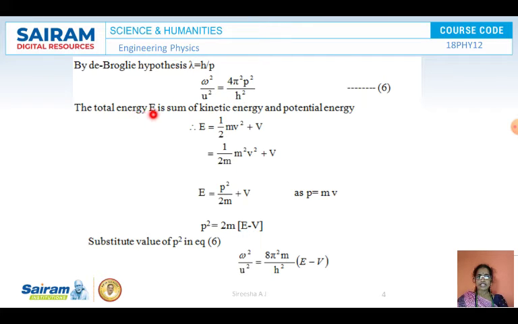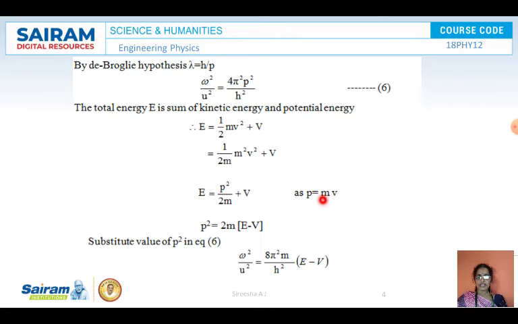Now the total energy E is the sum of the kinetic energy and the potential energy. Therefore E is equal to half mv square, which is the kinetic energy, plus V, the potential energy. Here we multiply and divide by m to get in terms of p square: m square v square by 2m, which is p square by 2m, plus V.